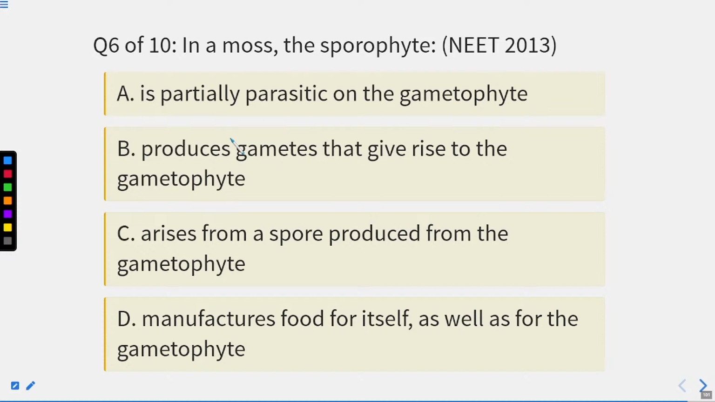In a moss, the sporophyte is partially parasitic on the gametophyte, produces gametes that give rise to the gametophyte, arises from a spore produced from the gametophyte, manufactures food for itself as well as for the gametophyte. So you can note down this question.